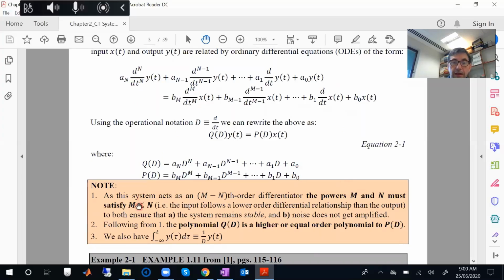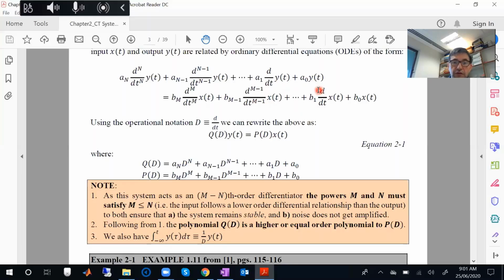A few things to note. M has to be less than or equal to N. That means that the highest power of the input is always going to be less than or equal to the highest power of the output. And in fact, as we will see, we usually have the highest power of the X less than the highest power of the output Y.